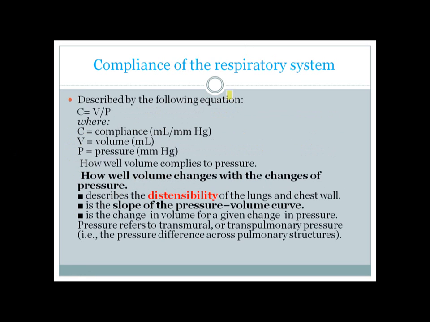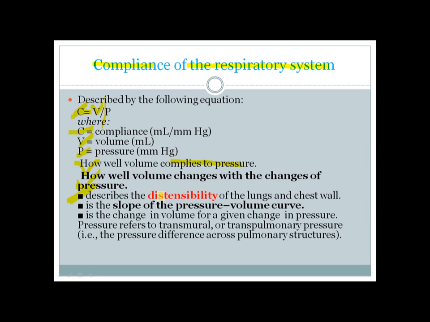Now let's talk about a very important point in the respiratory system, which is compliance of the respiratory system. Compliance is described by the following equation: compliance equals volume change divided by the change in pressure. So C is compliance, V is volume, and P is pressure. Compliance tells you how well the volume in the lungs or lung-chest wall system complies with changes in pressure, or how well the volume changes with changes in pressure.